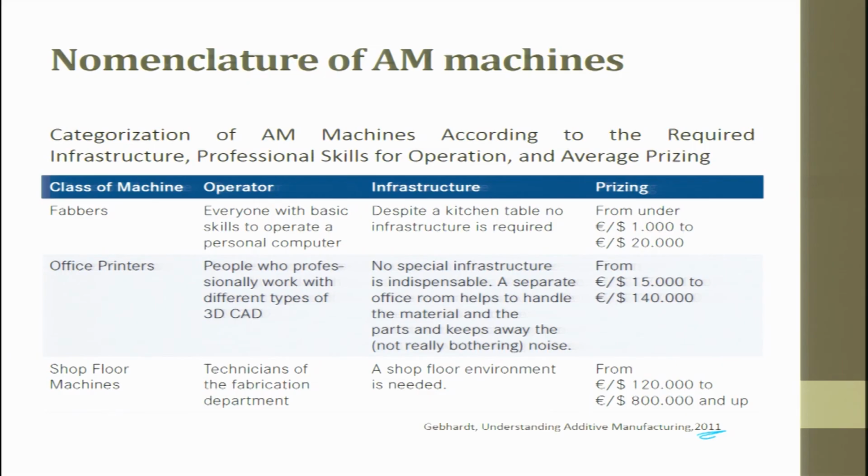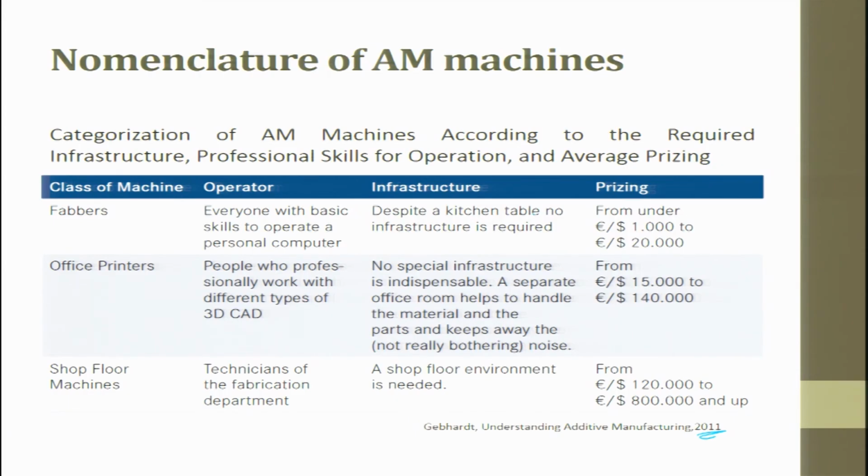So, the classes of machines are Faber, office printer and shop floor machines. Everyone with basic skills to operate a computer can operate Faber machines. For the office printer, a small amount of professional training is required and he has to know 3D CAD. And for the shop floor, technical experts are required because placing the job, post processing after doing the job, all these things are required.